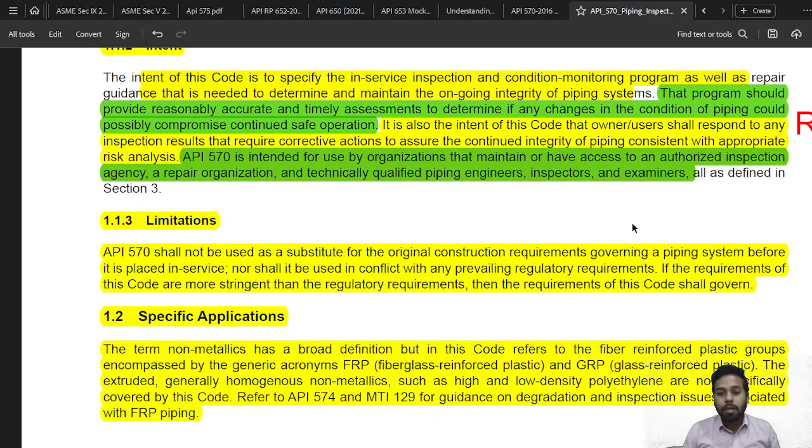If the requirement of this code is more stringent than the regulatory requirement, the requirement of this code shall govern. So if the regulatory requirements are much more lenient than whatever is written in API 570, then API 570 is going to be the guiding code. Okay, but if the regulatory requirement is more stringent and the code is more lenient, then the regulatory requirement has to be followed, or you'll be out of compliance and subject to fines and all sorts of things. Okay.